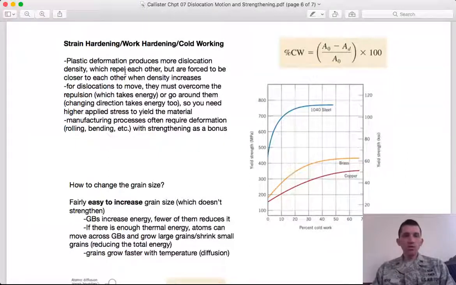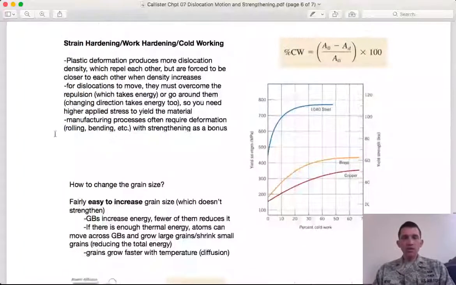But as they multiply and increase, right, they can't get as far away, and so the strain energy increases. And for the dislocations to move within that strain energy, right, they have to overcome the repulsion, right? So they are pushed apart, but they have to move closer, which takes energy for them to move across the material. So as I add more dislocations, my material gets stronger.